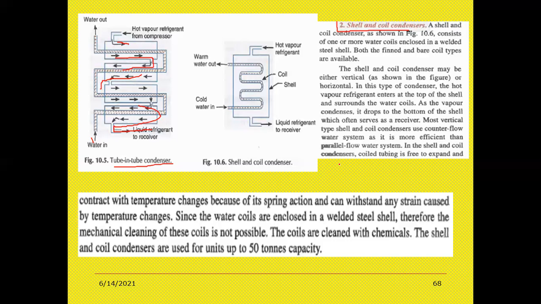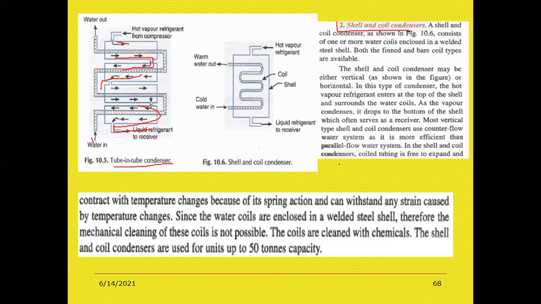Next, the shell and coil condenser may be either vertical type or horizontal type. In this type of condenser, the hot vapor to be condensed enters at the top of the shell and surrounds the water coils. As the vapor condenses, it drops to the bottom of the shell, which often serves as a receiver. Most vertical shell and coil condensers use a counter flow water system, which is more efficient than the parallel flow system. Here the coil tubing is free to expand and contract.